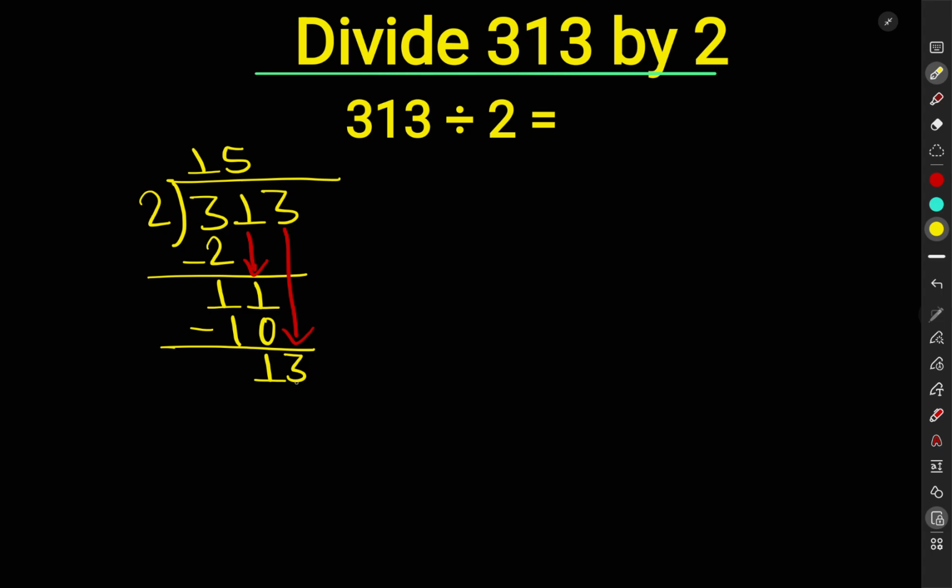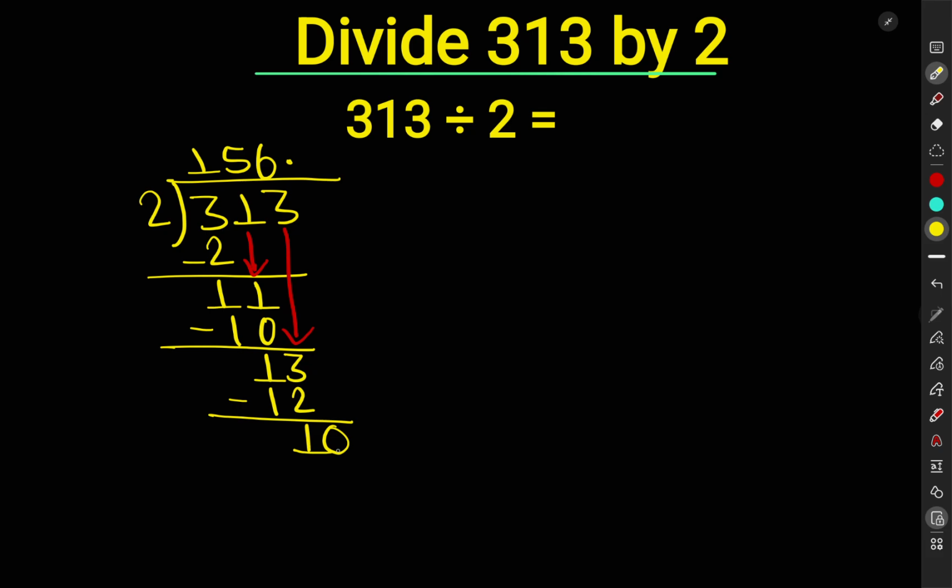So it became 13 and 2 times 6 means 12. On subtracting we get 1. So again this 1 is less than 2 and there is no other number beside. So we put here a decimal so that we take 0.